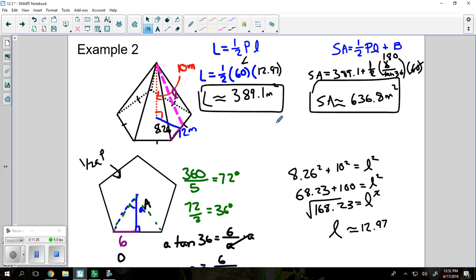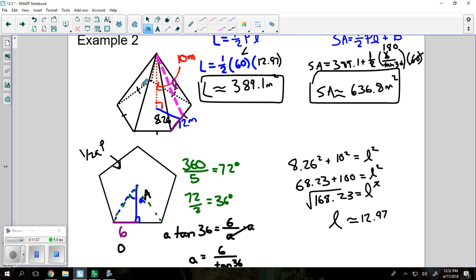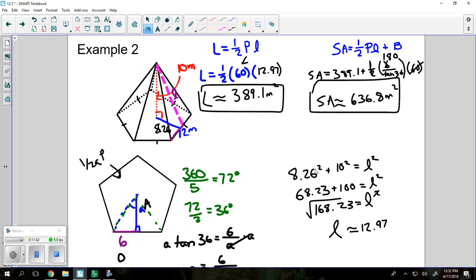So if you need to, feel free to watch this part again. These are very involved problems that you are pulling from things that we did in Chapter 8 with the trig and the Pythagorean Theorem, and things that we did in Chapter 11 with the half apothem perimeter, and then you're putting it all in. So take your time. There are quite a few steps, but that's what these will be.